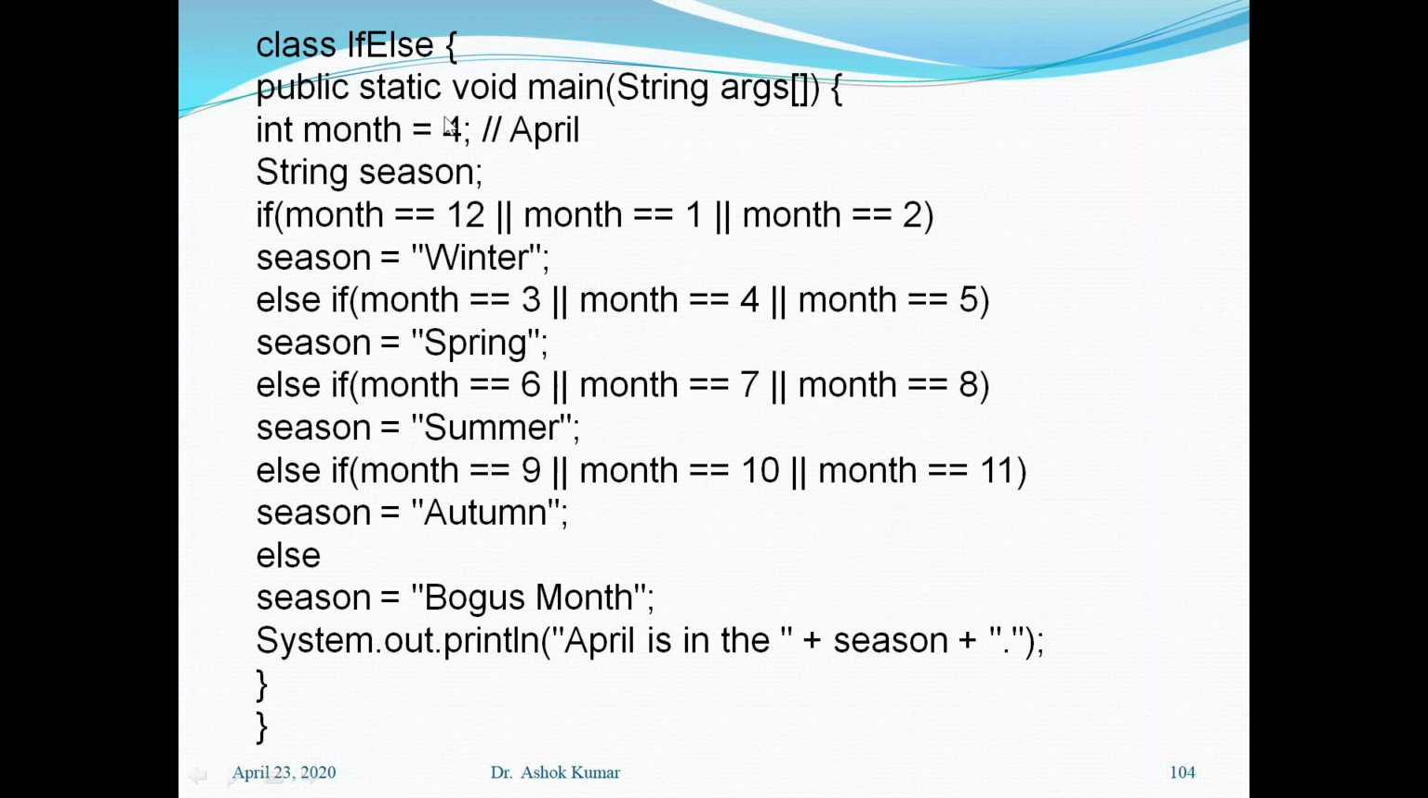And suppose you assign the value 13 to this one. All these three conditions will evaluate to false, then it will go to the else, and in the else we have another if. All these three conditions will be false for the month value 13. So if this is false, it will go to the next else part. These three conditions will evaluate to false again, and it will go to the else part. So these will also evaluate to false. At the end, it will go to the else part of this, and it will assign "bogus month" to the season. So you will get the result over here: bogus month.